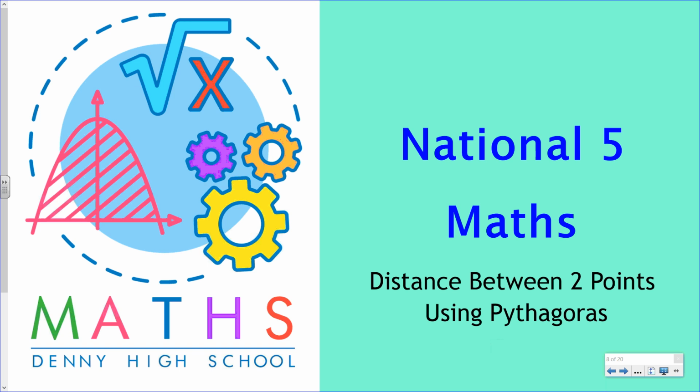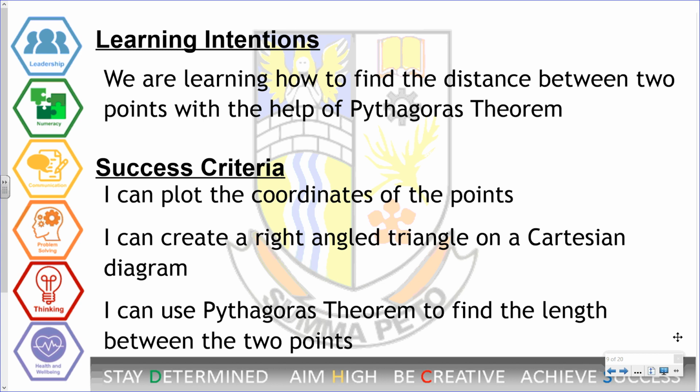This is a National 5 Maths video looking at how to calculate the distance between 2 points using Pythagoras. So we are learning how to find the distance between 2 points with the help of Pythagoras Theorem. We will be successful if we can plot the points on a coordinate diagram, create a right-angled triangle on the diagram, and then use Pythagoras Theorem to find the length between the 2 points.